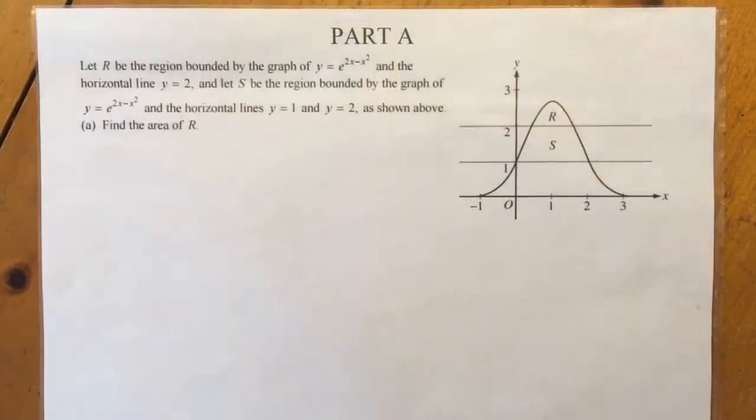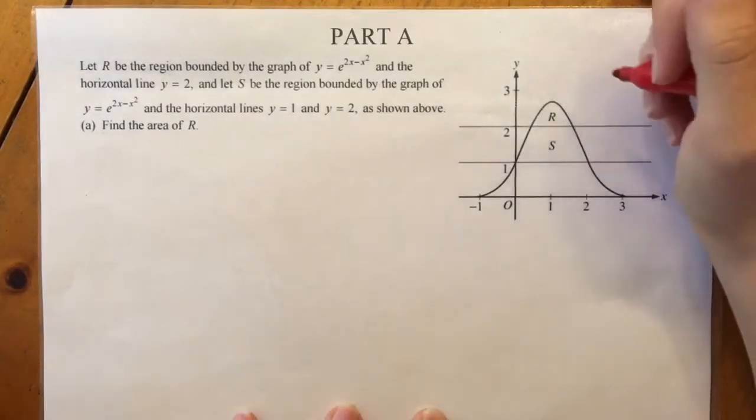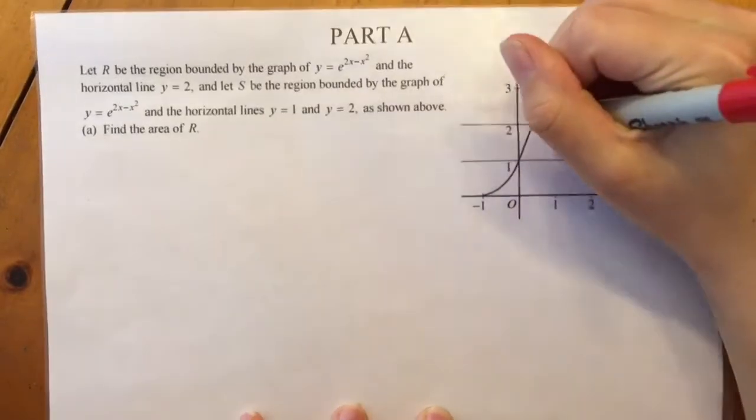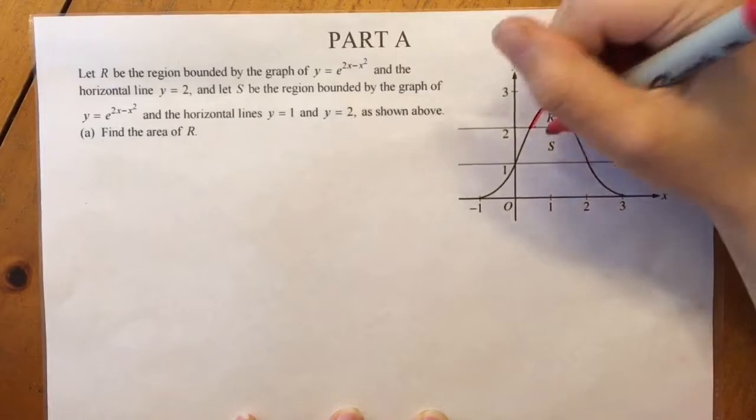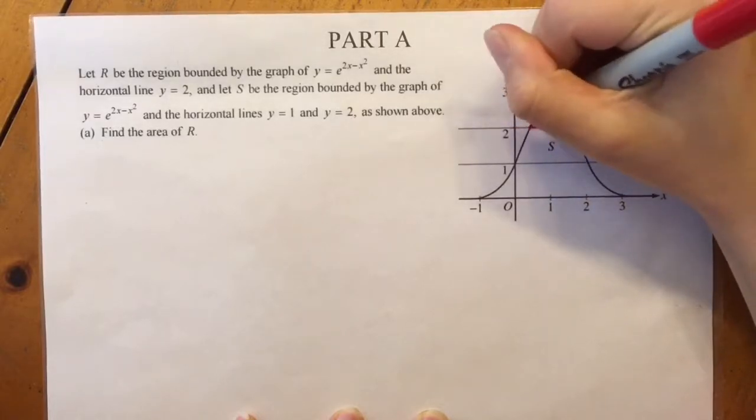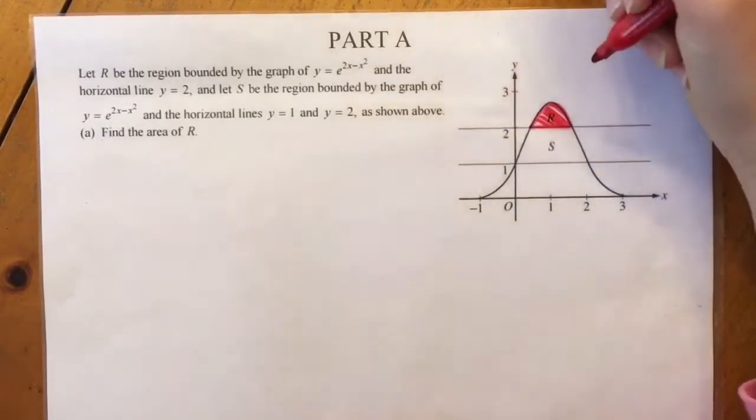Okay, and on to Part A of Calculus 2007 FRQ number 1. Hello everyone, and welcome to Part A of our FRQ. So, it says to find the area of R, and up here in this problem it said R is the region bounded by the graph of y equals e up to the 2x minus x squared, and the horizontal line y equals 2. So it's going to be this area right here.